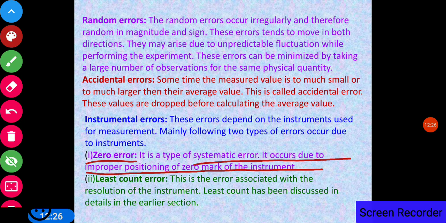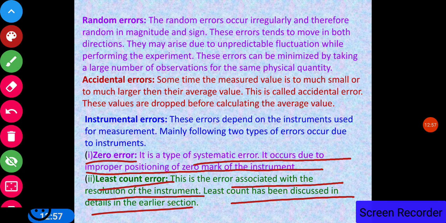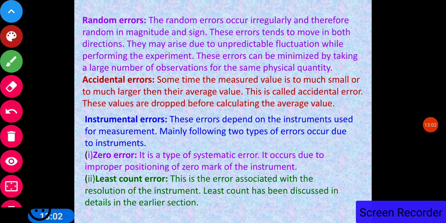Suppose your scale is broken, and instead of the zero you put the initial point of the object on the 1 centimeter mark, then the reading would be different. You have to subtract 0 to 1 centimeter from the measured value. Such a reading is called the zero error. The least count error is associated with the resolution of the instrument. Least count has been discussed in detail in your previous lecture: the least count of the vernier calipers, the least count of the screw gauge, etc.